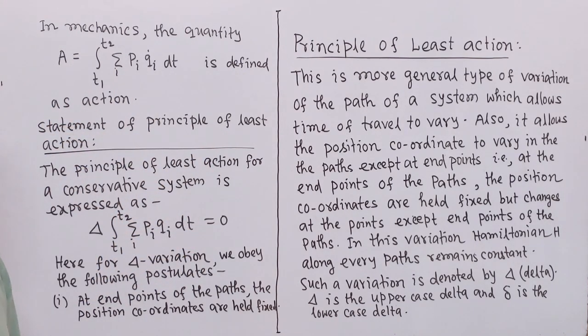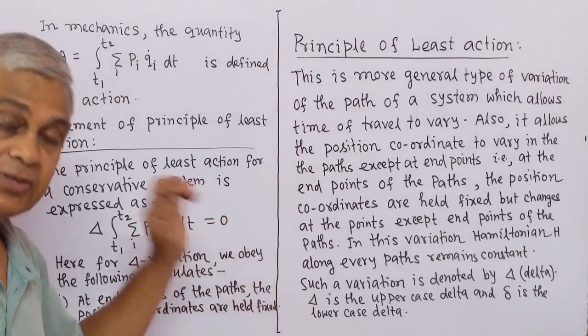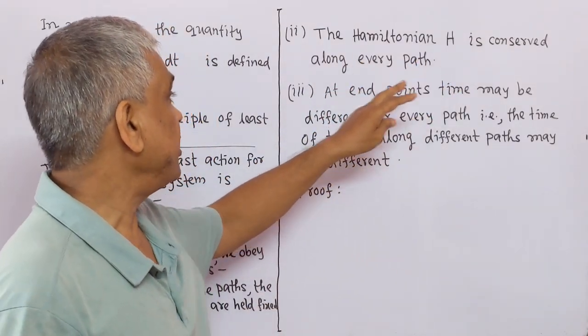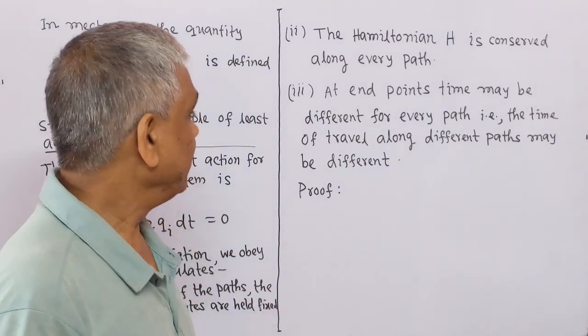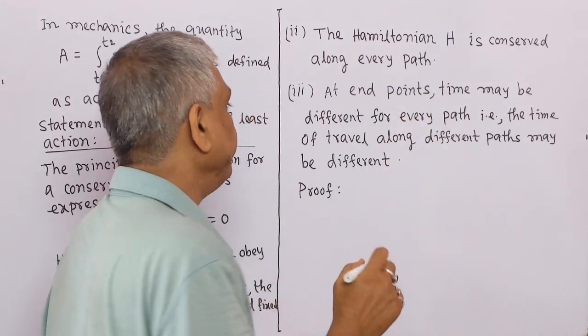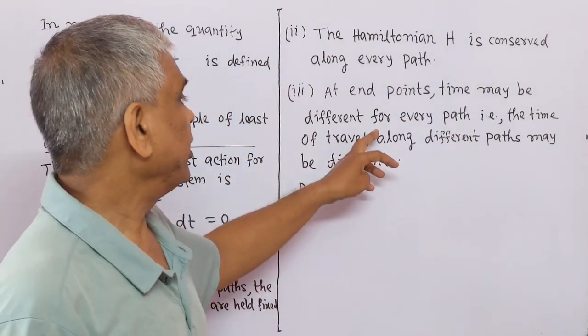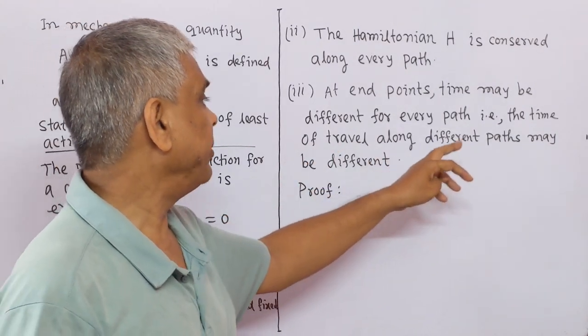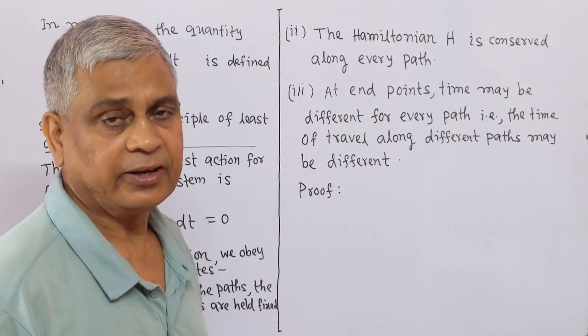Here, for the delta variation, we obey the following postulates. Number 1, at endpoints of the path the position coordinates are held fixed. Number 2, the Hamiltonian H is conserved along every path. Number 3, at endpoints, time may be different for every path. That is, the time of travel along different paths may be different.